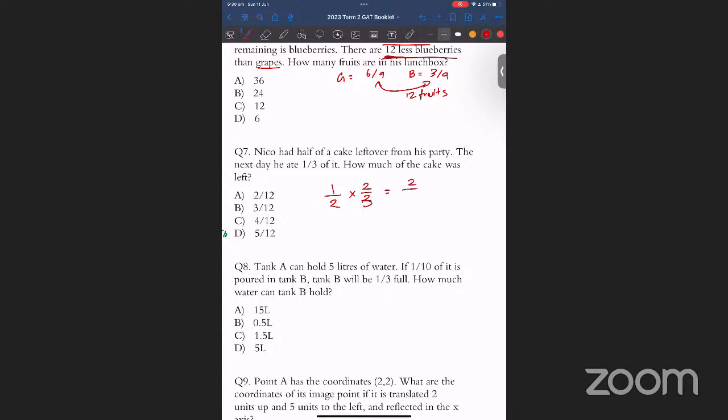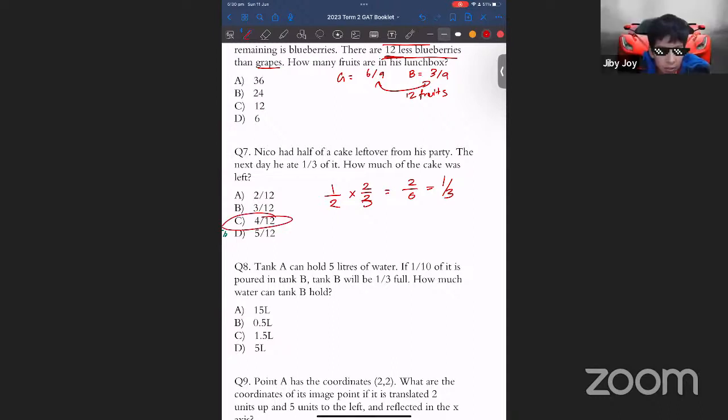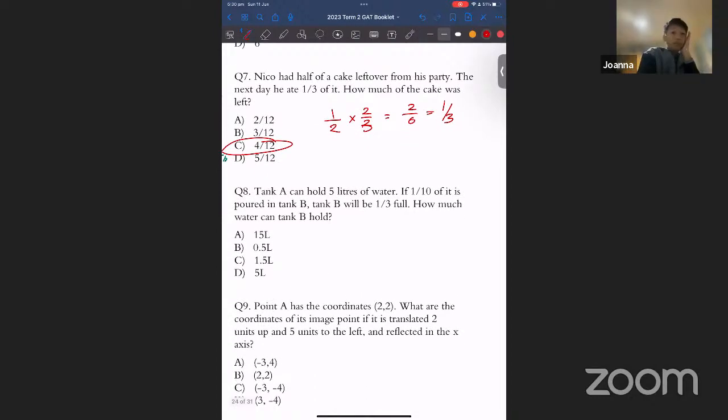And that is equal to 2 over 6, which is 1/3. Now the question is tricky on purpose. 1/3 is the same as 4/12. You guys understand? Yes. Okay. Next question.